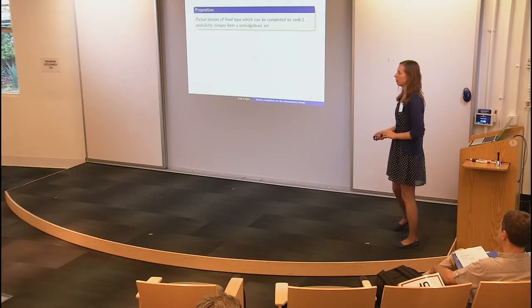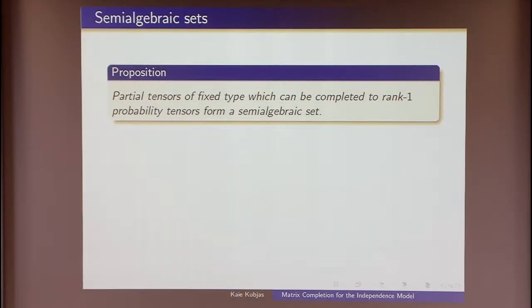Okay, so this was about conditions for completions. Now, partial tensors of fixed type, which can be completed to rank 1 probability tensors, form a semi-algebraic set. This follows by the Tarski-Seidenberg theorem. And before, we had inequalities using roots, it would also be desirable to have descriptions of the semi-algebraic sets as Boolean combinations of polynomial inequalities and equations.